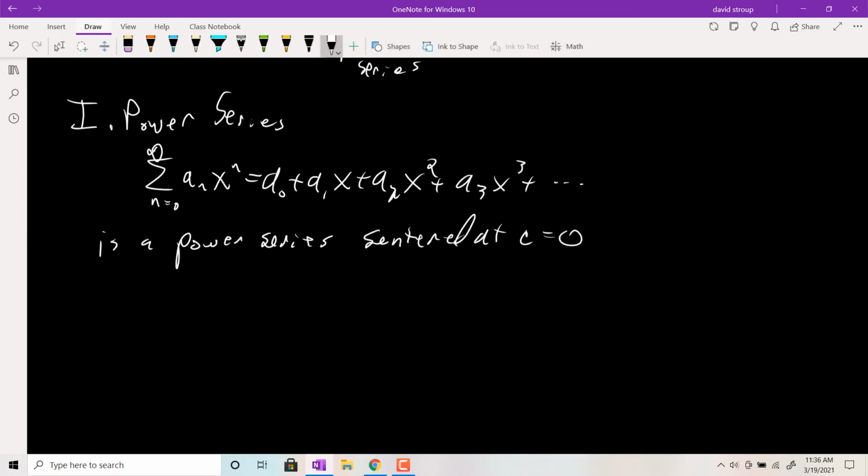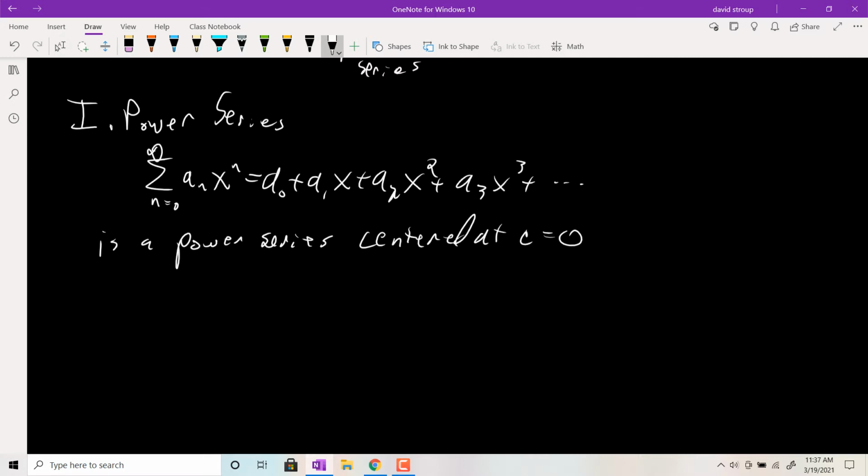I apologize for my poor spelling. Anyways, power series, what was I thinking? I totally lost my train of thought. I saw that S in front of centered and I was just like, wow. Okay, so anyways, this is a power series centered at c equals 0.